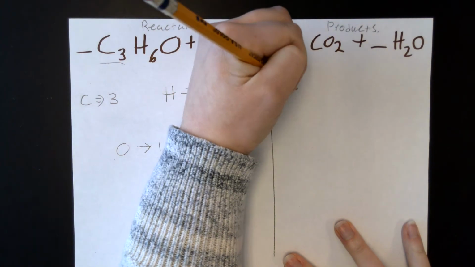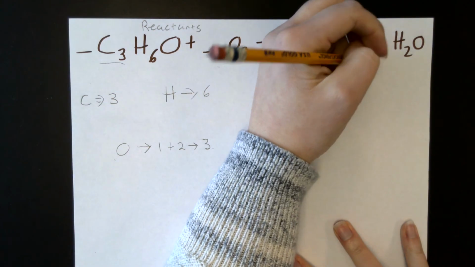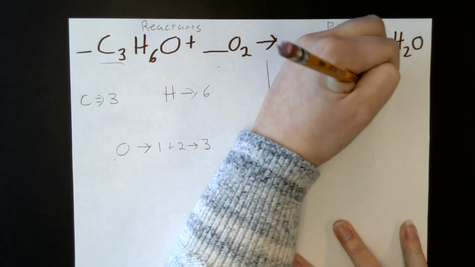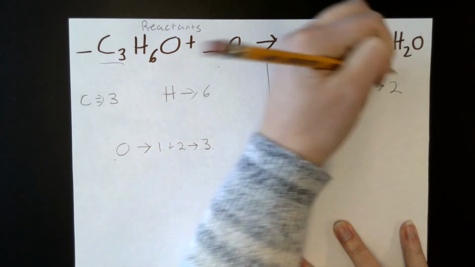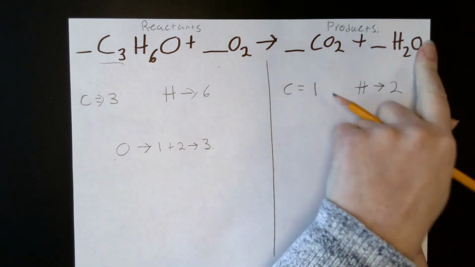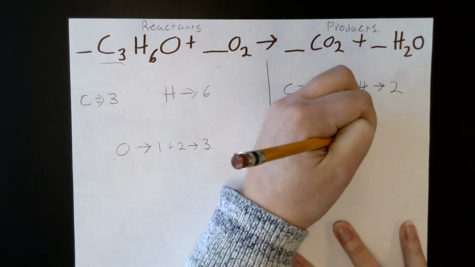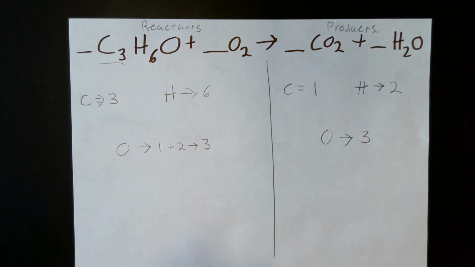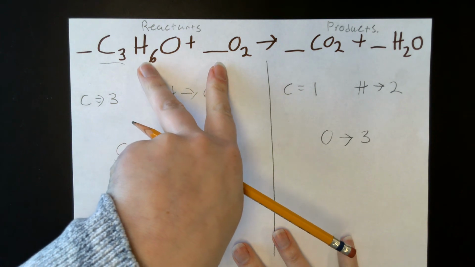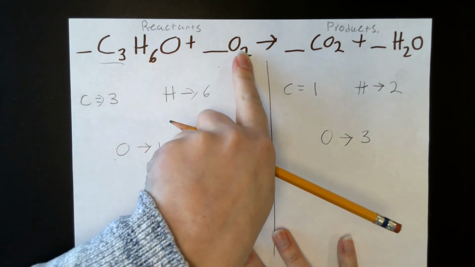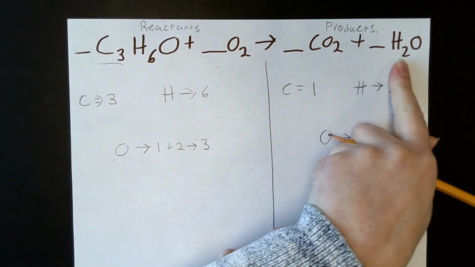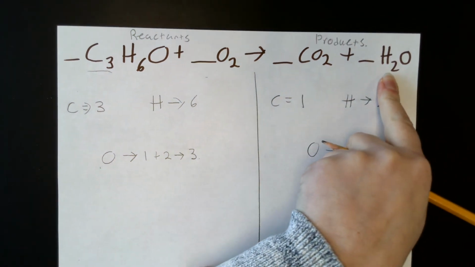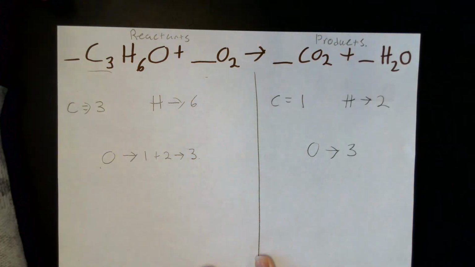Over here on this side, we have 1 carbon, 2 hydrogen, and 3 oxygen. 2 here and 1 here. So notice this one's a little bit more difficult, this combustion reaction, right? Because we start off with 2 things. One of them is oxygen, and we get carbon dioxide and water out of it. Don't forget that. Combustion ones are tricky.